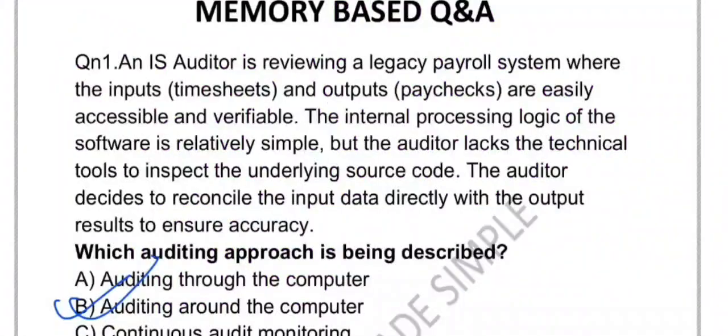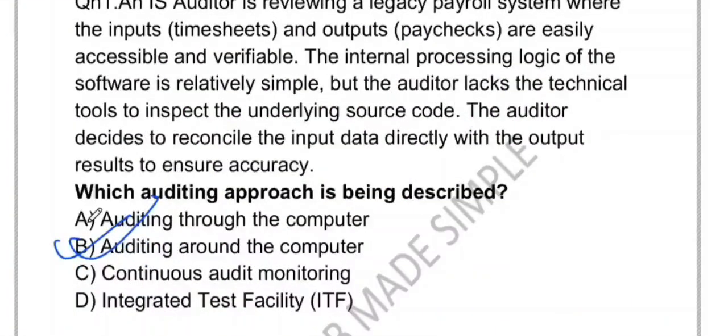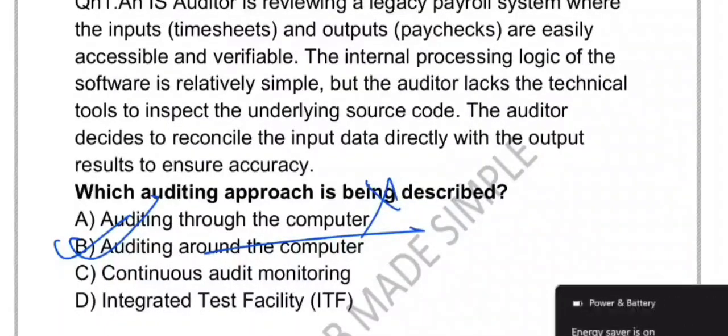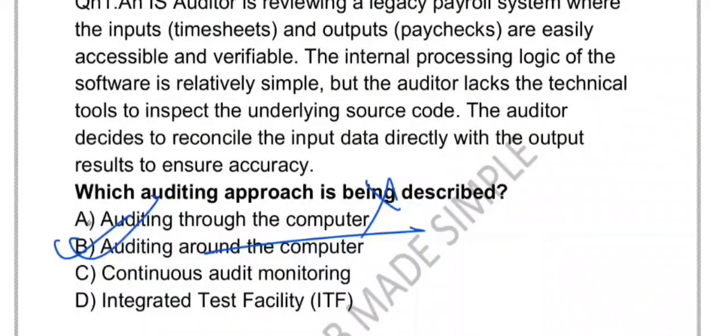If you look at the other options they provided, A says through the computer. Through the computer requires testing internal control and program logic. It needs a technical tool, which is not possible here. So in the case of through the computer, we need to test internal control and internal program logic. But that is not what is happening here. So A is wrong. What about C? C says continuous audit monitoring. This is an ongoing real-time audit. They use automated tools, which is not mentioned here.